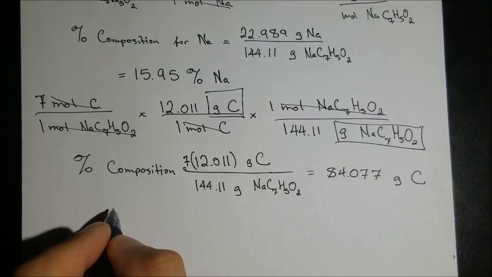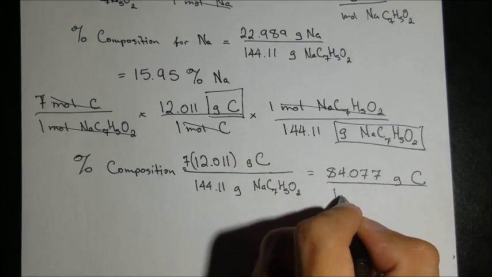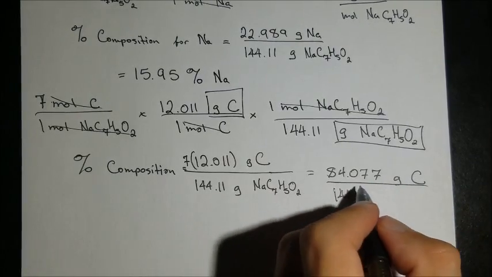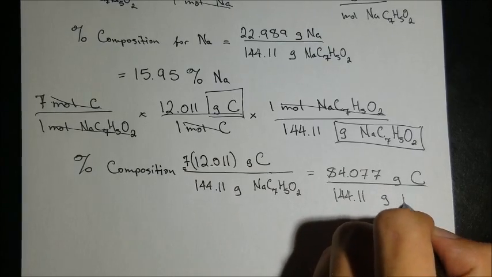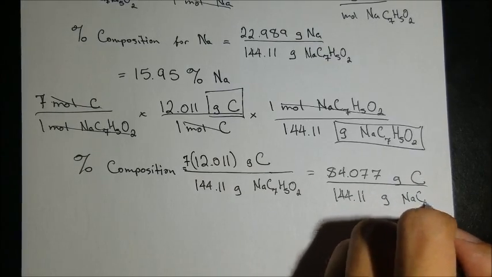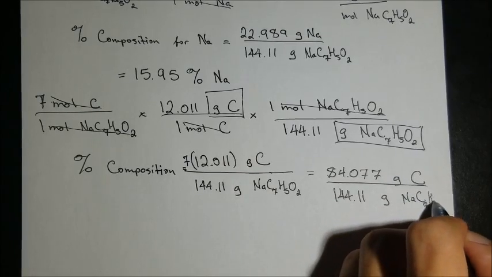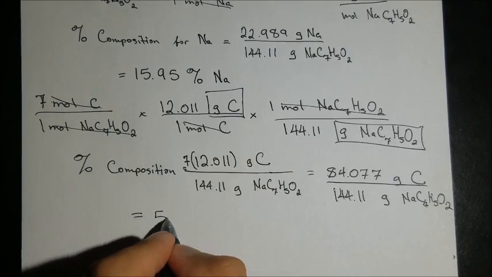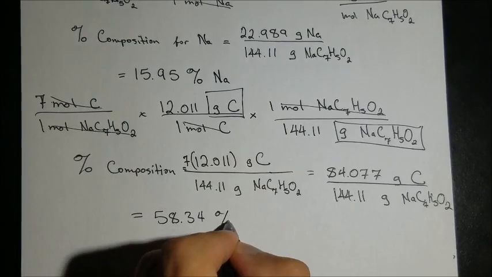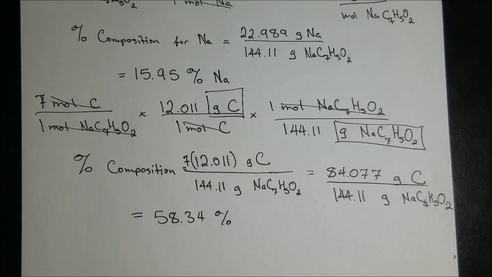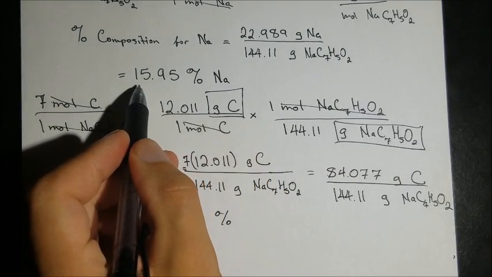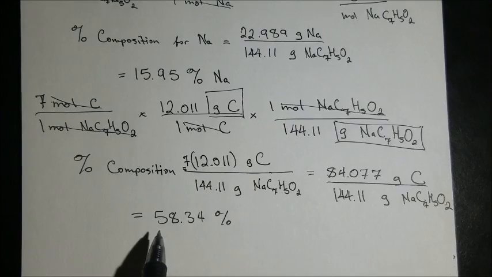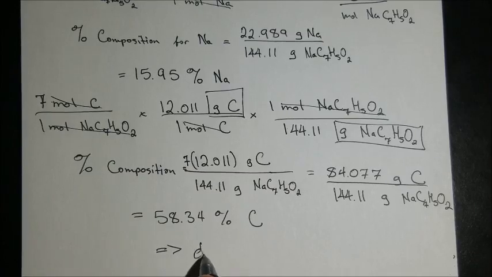And then if I just do this, because I remember that a mole of sodium benzoate weighs 144.11 grams, I'm going to find that my percent composition for the carbon is 58.34%. And now we can say with certainty that the correct answer is D, because D is the only one that has 15.95% sodium and 58.34% carbon. So the right answer for number 2 is D.